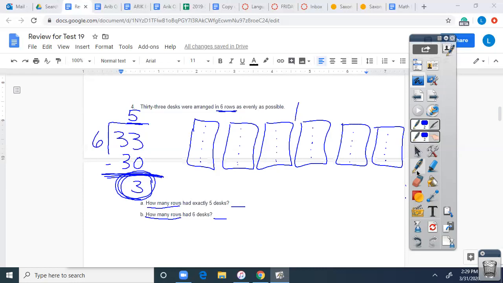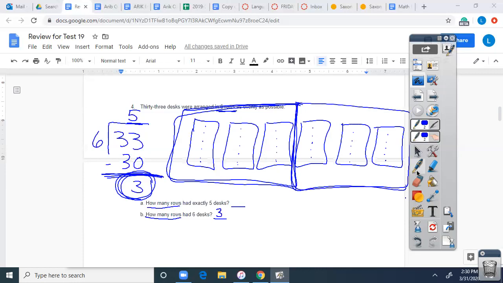So that means 3 rows have 6 desks, and then these 3 rows only have 5 desks. So your answer is going to be 3 for both of them, but that is how you get that number. Now let's check it. Remember what I said before, how you can check your answer? 6 rows up here.